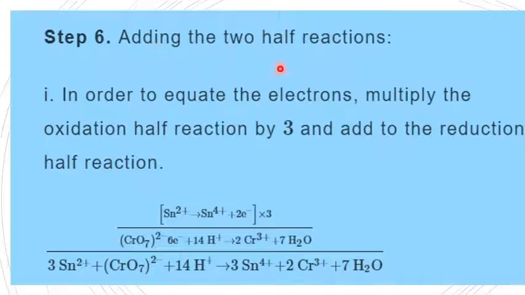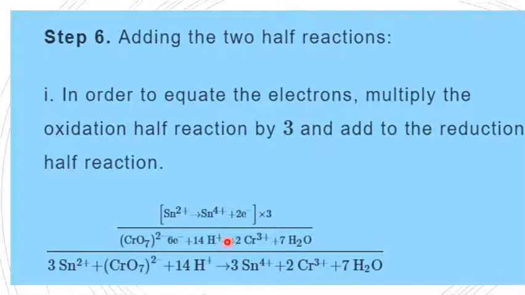So now the last step, adding the two half reactions. See, in order to equate the electrons, multiply the oxidation half reaction by 3 and add to the reduction half reaction. See here, Sn2+ gives you Sn4+ plus 2 electrons here. So to make the equality, आप उस equation को you will multiply it with 3. Okay, and now you will add both the equations.